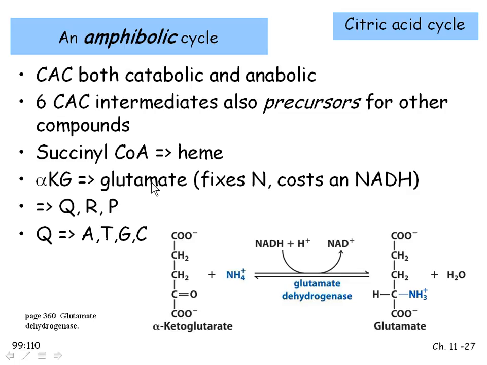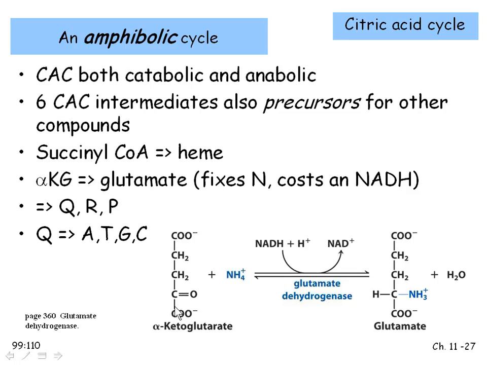Once you've made glutamate, you can make glutamine. You can also withdraw backbones for glutamine, for arginine, for proline. Glutamine itself can be used in the biosynthesis of the bases for nucleic acids. Now this is an interesting reaction, and it's a useful reaction for a number of reasons.